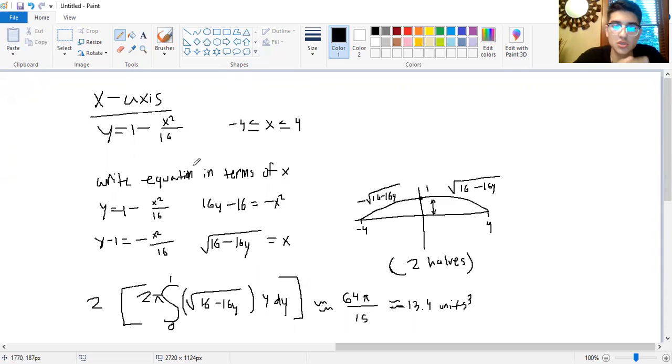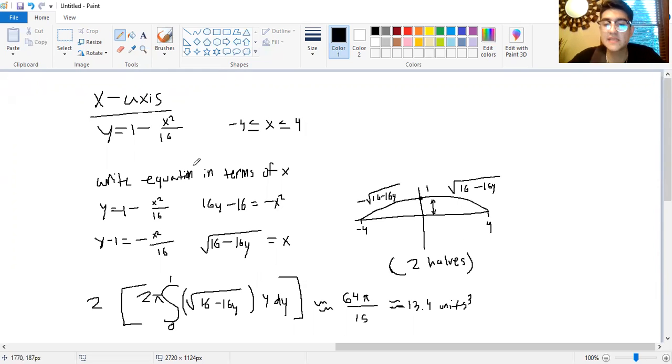I'm just going to do simple algebra. y minus 1 equals -x squared over 16. So 16y minus 16 equals -x squared, because I multiply the 16 to the other side. Then I flip things around so it doesn't look messy, and I have the square root of 16 minus 16y equals x. Now that is my new equation.